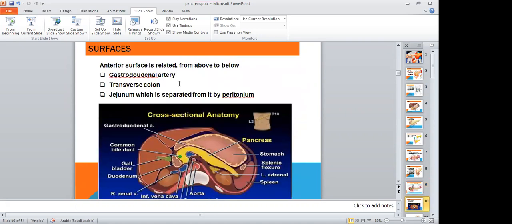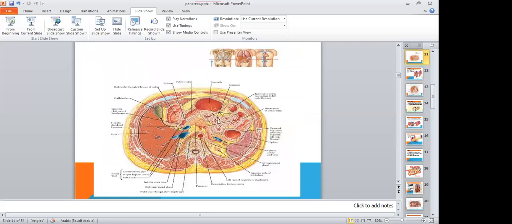Surfaces. The anterior surface is related, from above to below, to the gastroduodenal artery, transverse colon, and jejunum, which is separated from it by peritoneum. This is the cross section. This is the pancreas, the head with the uncinate process, and this is the gastroduodenal artery. Another view. This is the jejunum, anterior to the head of the pancreas.